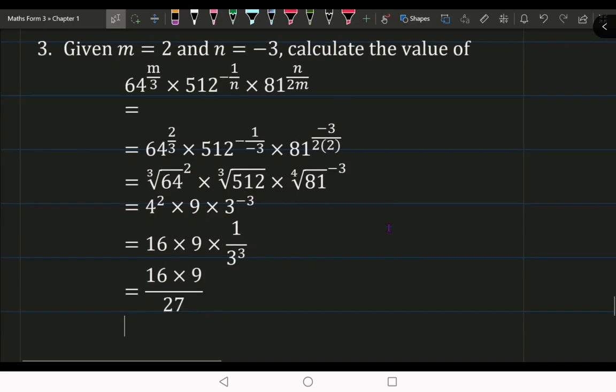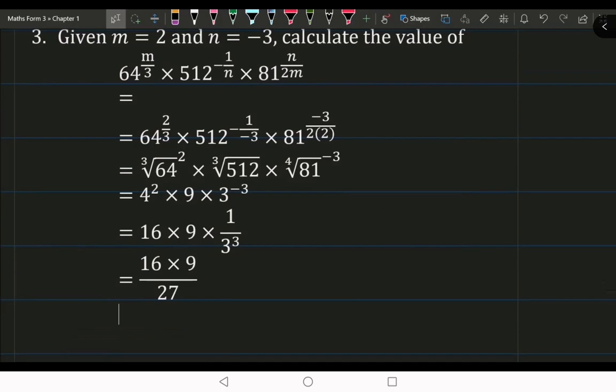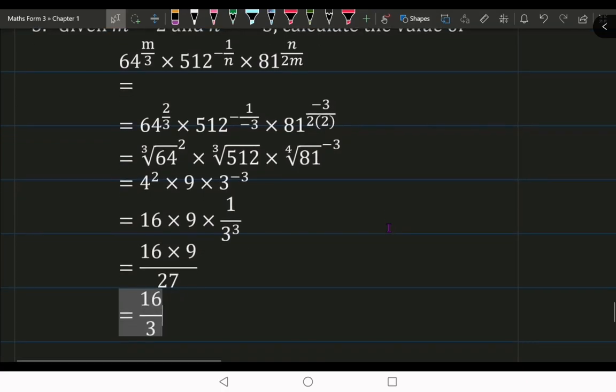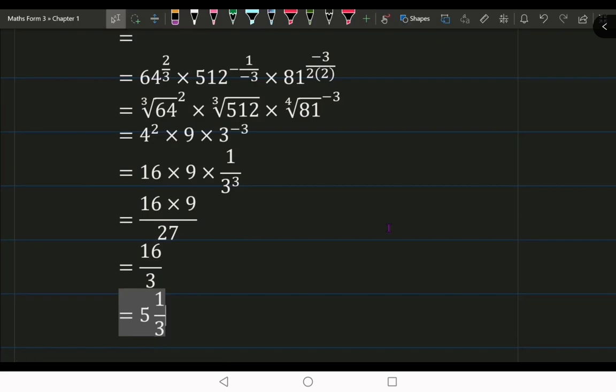So after that, we get the answer, finally, 16 over 3. So you got the improper fraction, 5 and 1 over 3, the answer.